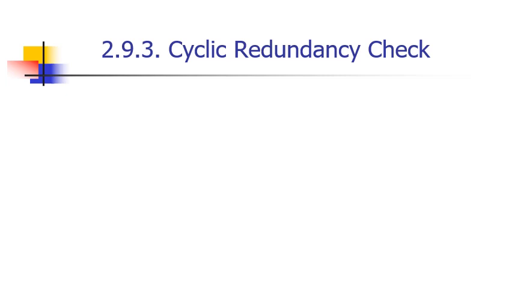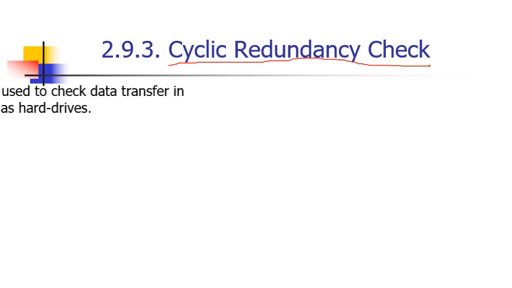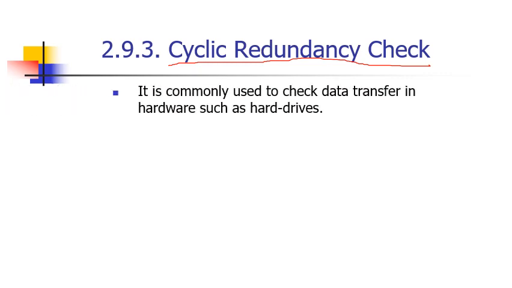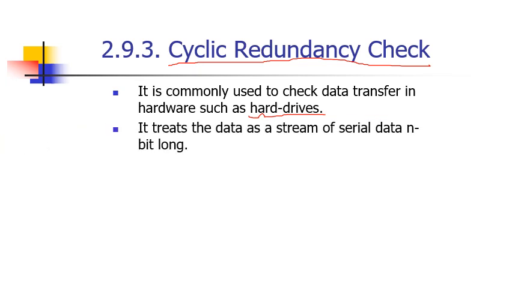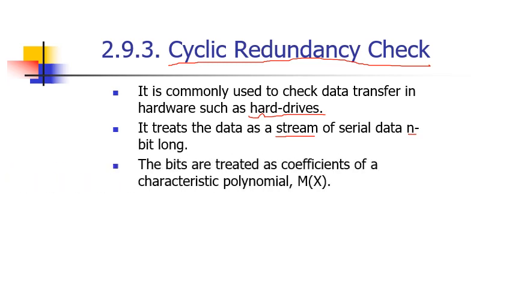Of course, the third technique used to check errors is the cyclic redundancy check. What does this technique do will be discussed in a moment. Usually this is used to check data transfer to the hard drives of your computers. And it treats your data as a stream of bits sequentially, coming to your disk sequentially of n bit long. All right.